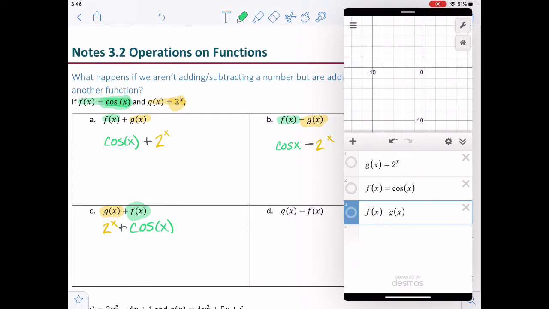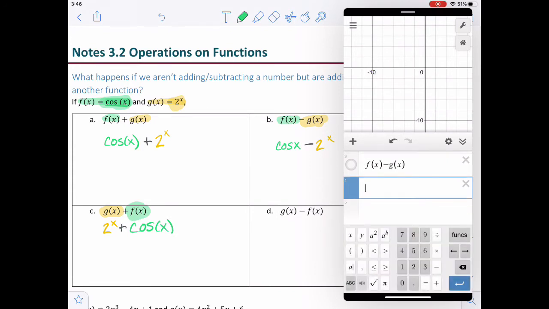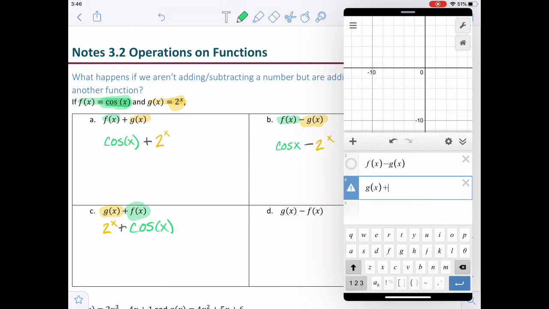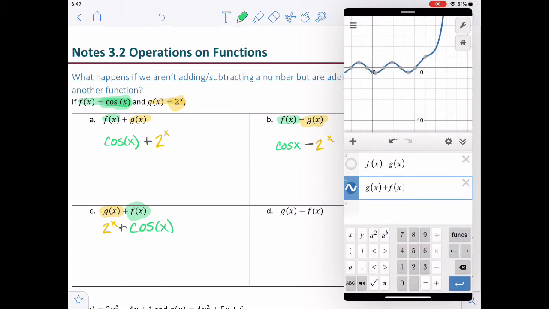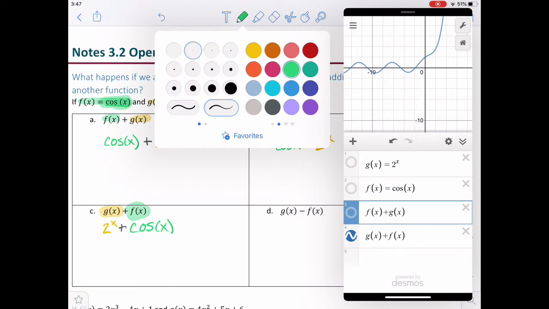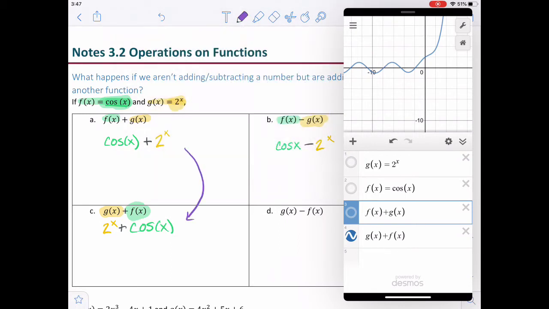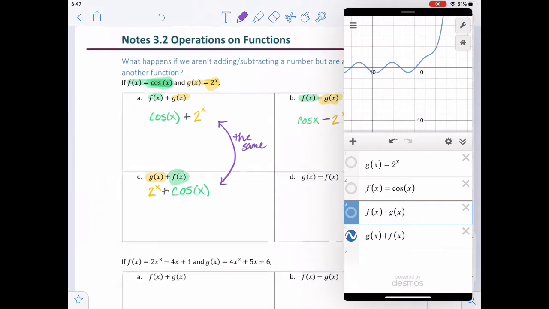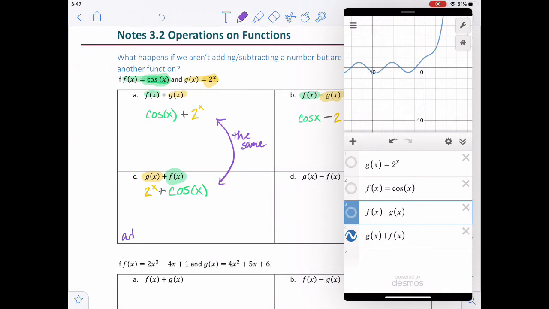So let's make this go away for a second. We'll add another one. And we're going to put in g of x plus f of x. And so notice that it's actually not any different than f of x plus g of x. And so these two things are the same. And so that's always going to be true.